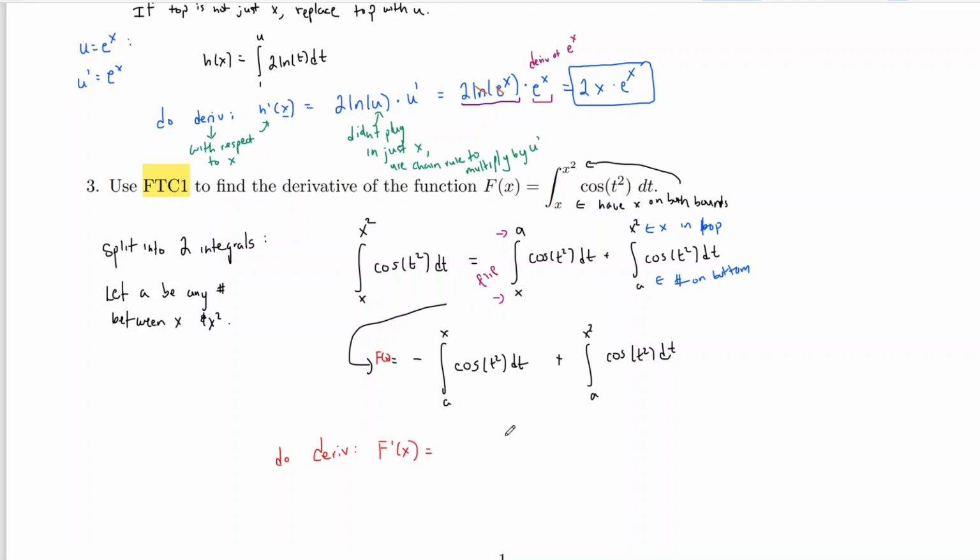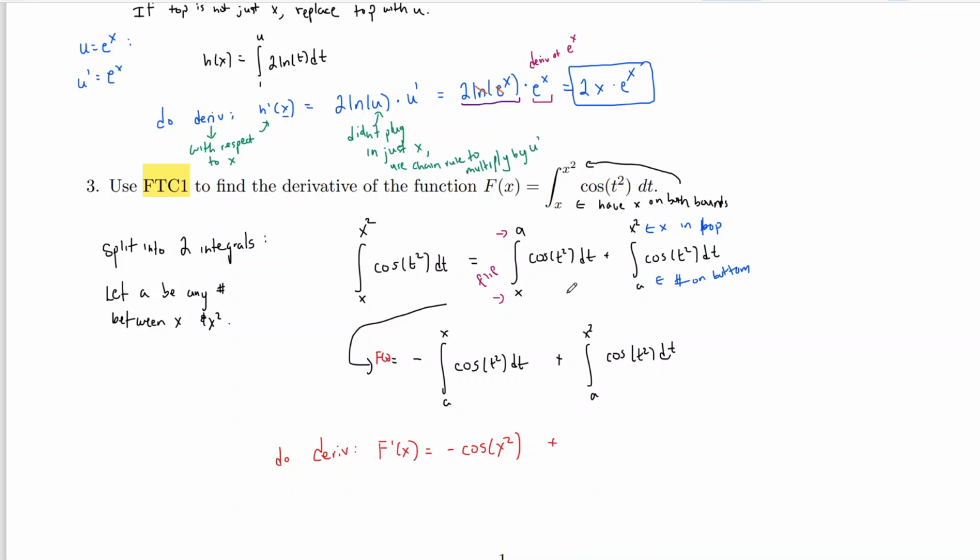Well, when we do the derivative, we know the setup because of the previous two problems. We leave the negative sign there because it's just out front. When we have just x on the top and a number on the bottom, all we do is plug in x in place of t. So we get cosine of x squared. So the first one here is set up perfectly for us, just a number on the bottom and x on the top. So we just have to plug in x.